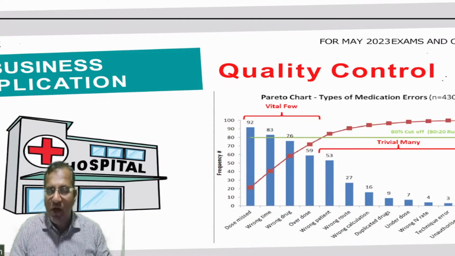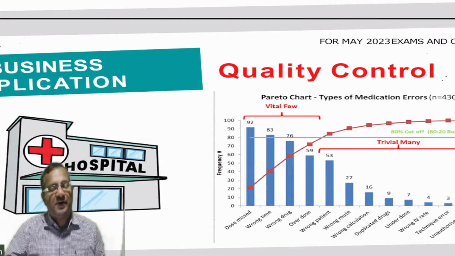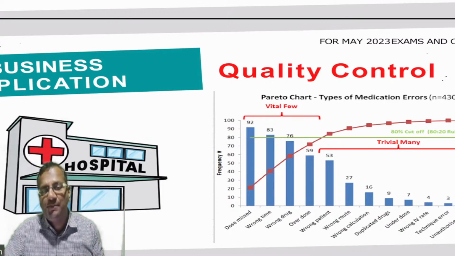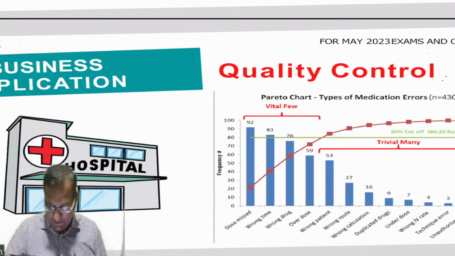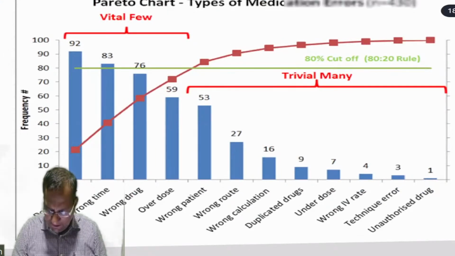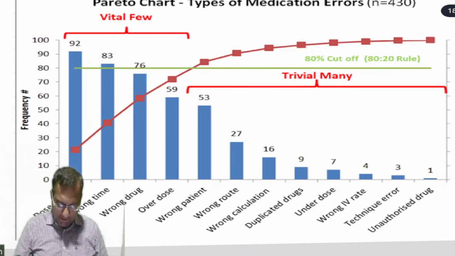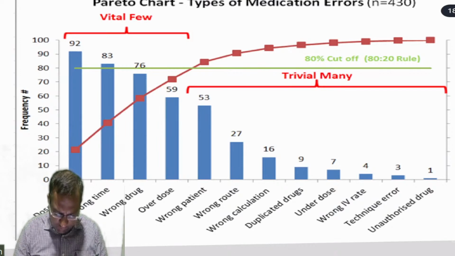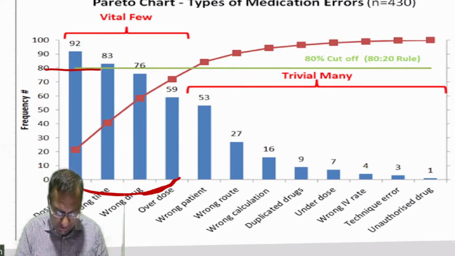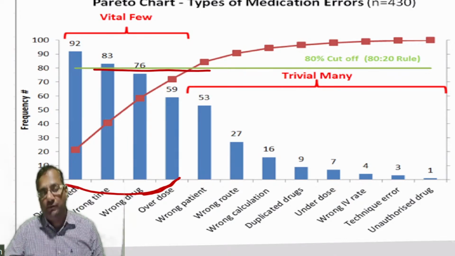20% of the causes are contributing towards 80% of the customer problem. If you can focus on that vital few 20%, straightforward, you have resolved 80% of your customer complaints. I have given you an example of a hospital in which there are different complaints from dose mix to the unauthorized drug. But if these vital few, 3 to 4 reasons, you can control or resolve, then you will solve almost 80% of your customer problem.